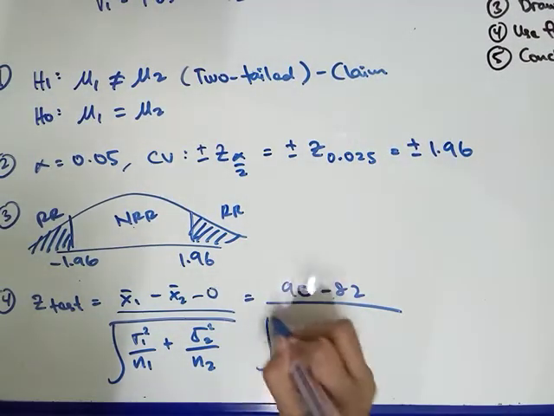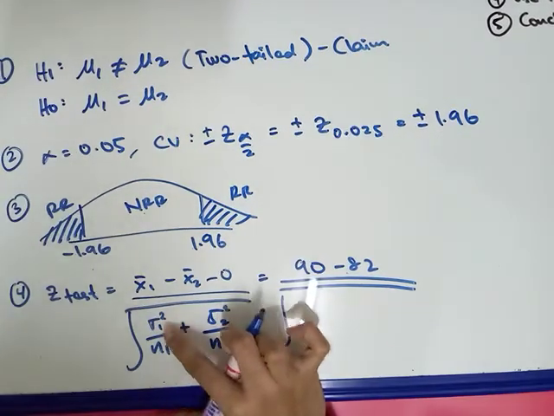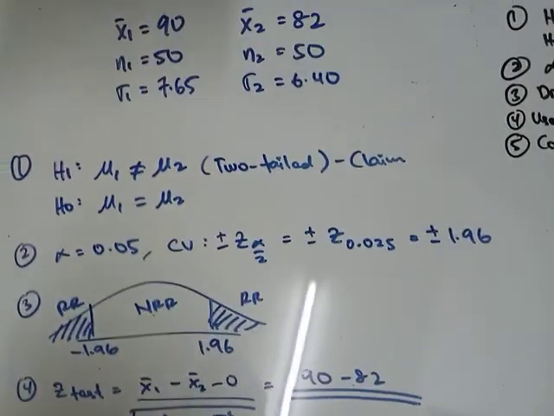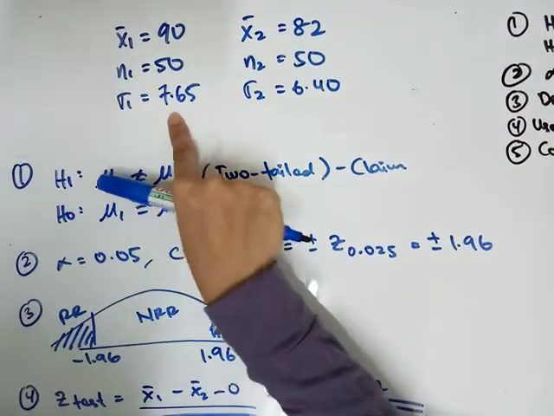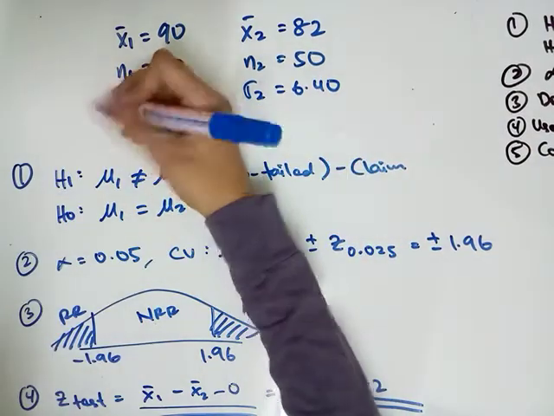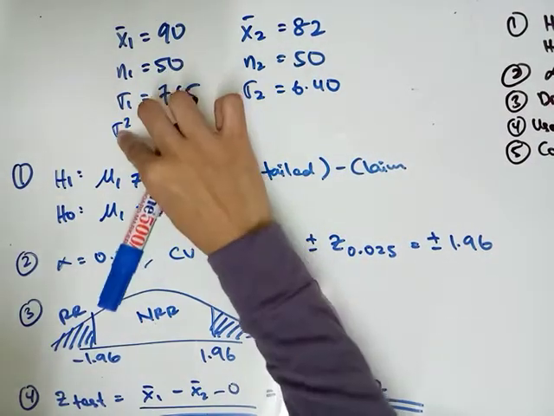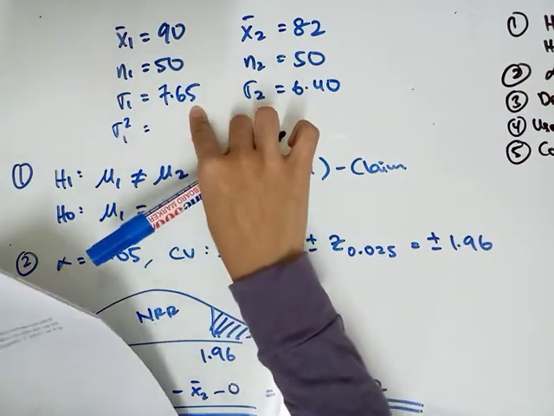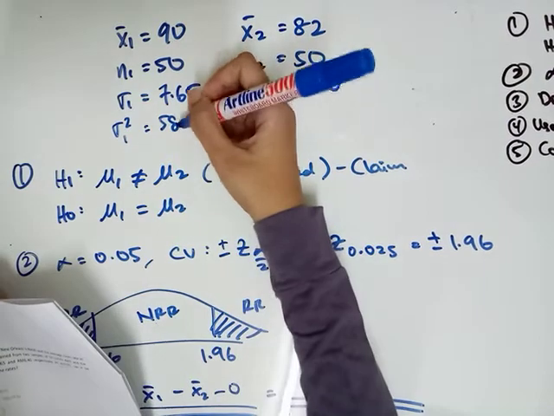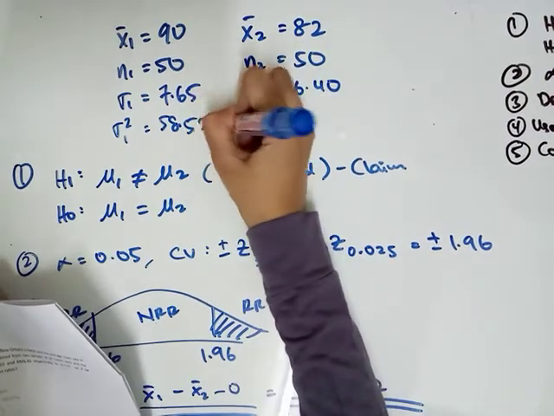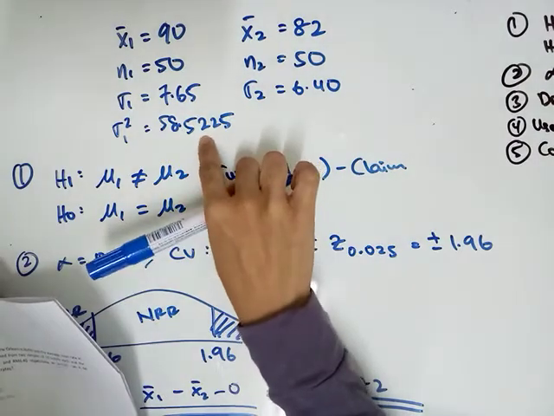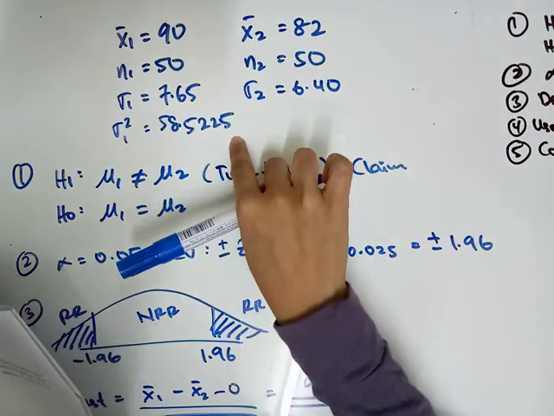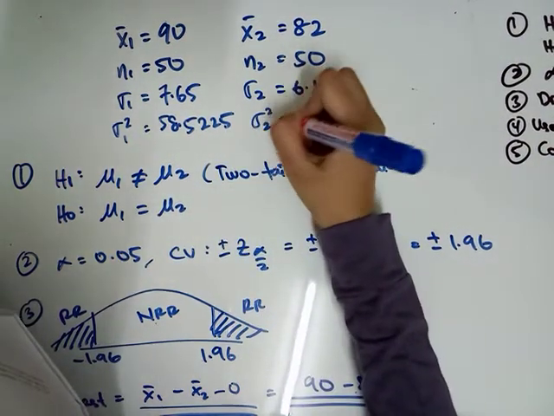Divide square root variance 1. Okay, we have variance kat sini. Variance 1 and variance 2. So, we need to find the variance. Okay, this one is standard deviation. Okay, so you need to square it that value. This is for variance 1. Okay, 7.65 square. You will get 58.5225. Okay, take 4 decimal places. 58.5225. Okay, nampak dah?